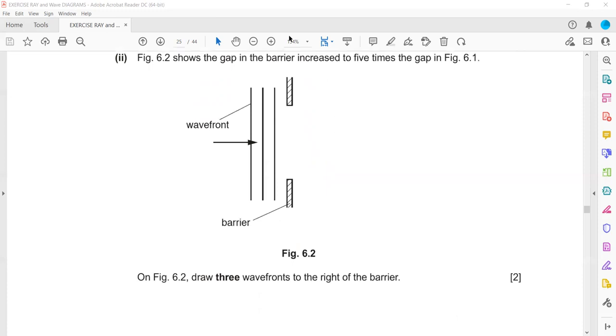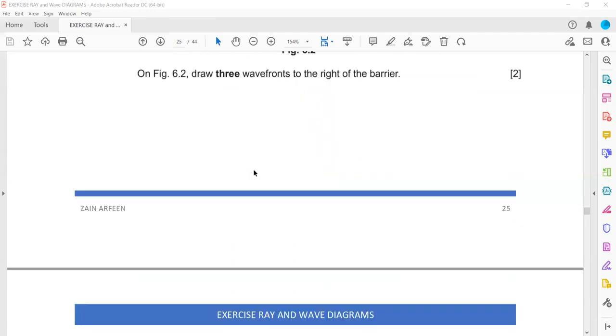If the gap is larger, there is small diffraction. How do we represent small diffraction? We draw straight lines, and only the edges will be curved. So this shows small diffraction. And keep one thing in mind, the distance between two successive wavefronts, that is the wavelength, should not change here. So one is minimum diffraction, another one is maximum diffraction.